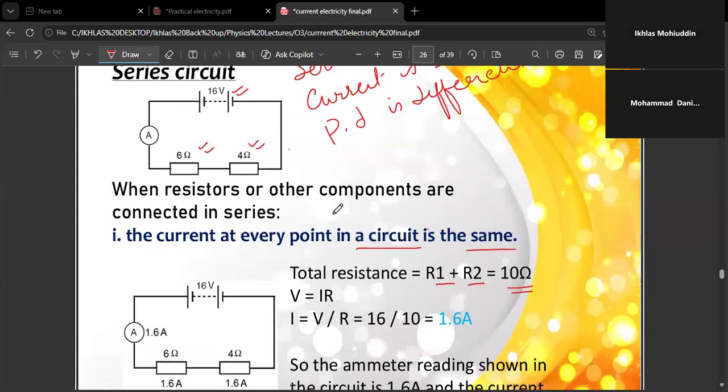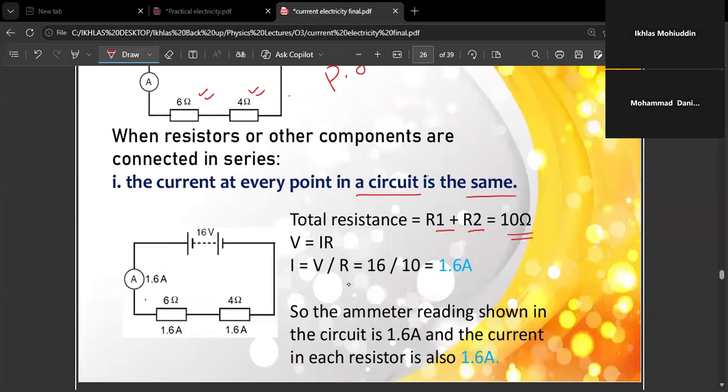We want to find the current in the circuit, so we will use the formula I equals V upon R. So 16 divided by 10 would be 1.6 amperes, right? Yes.